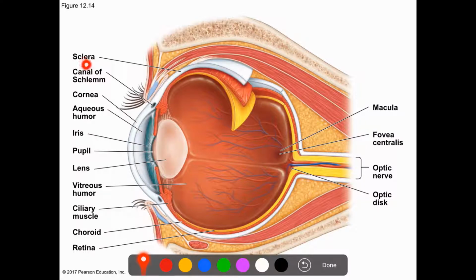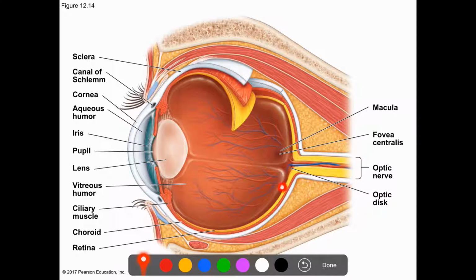We have the sclera. This is the connective tissue surrounding and protecting the eye. The cornea is an extension of the sclera, transparent in this case. The sclera is the white portion of the eye that we are seeing. The cornea is transparent to allow the light to pass through. We have the aqueous humor, which is a type of fluid behind the cornea. We have the iris, that is the colored part of our eyes. We have the lens. Then we have the vitreous humor. This is another type of fluid inside our eye.